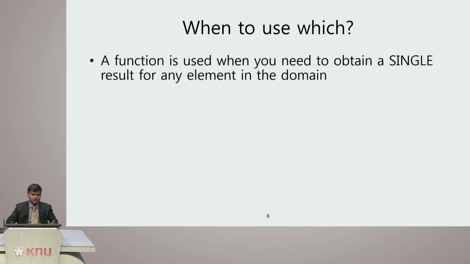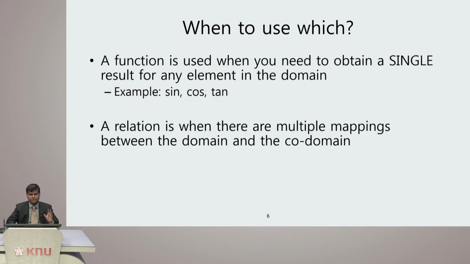So we have this question: when to use which one, either functions or relations. We talked about functions. We know what a function is, what an inverse function is, and so on. A function is used when we need to obtain a single result from any element in a domain. A function is used when you need a single result for any element in the domain. Let's consider sine, cosine, tangent. These are some of the functions in which we are expecting one single result.